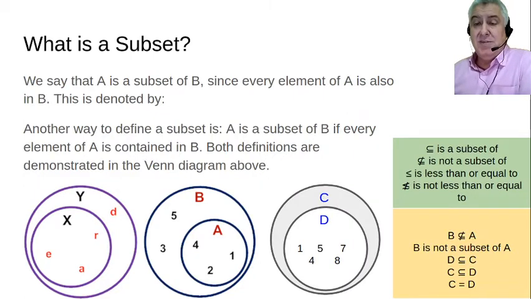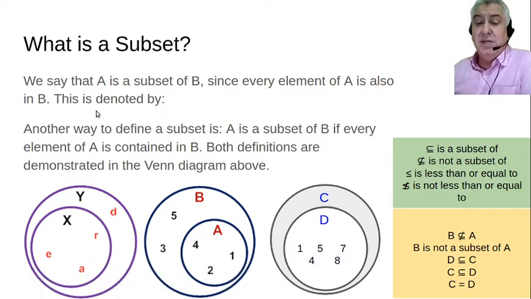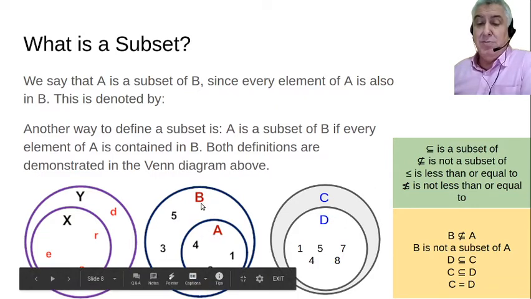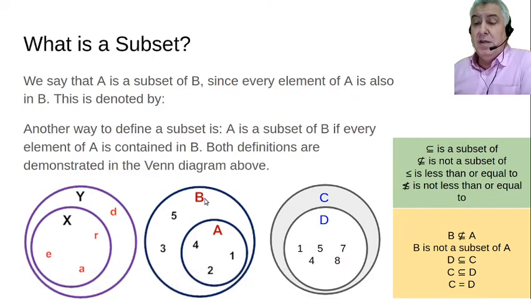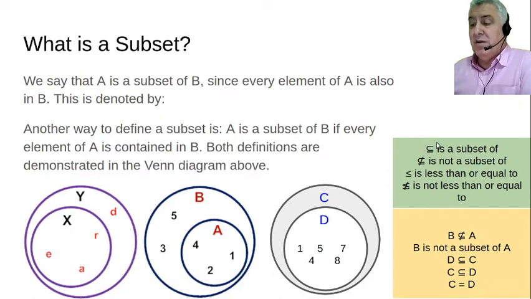Our second topic is, what is a subset? So we say that one set is a subset of another set when every element is also in that other one. So A is a subset of B because every element that is in A is also in B. So it's contained in B. A is contained in B, and we're going to use this notation over here, which we'll read as "is a subset of", and then we can hash through it and say "is not a subset of".